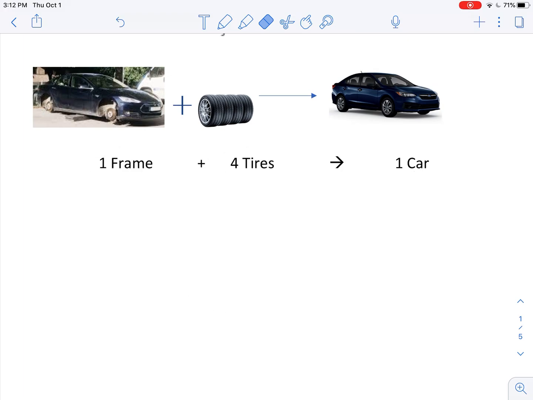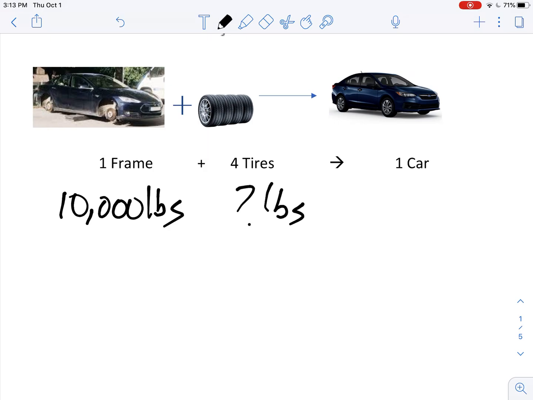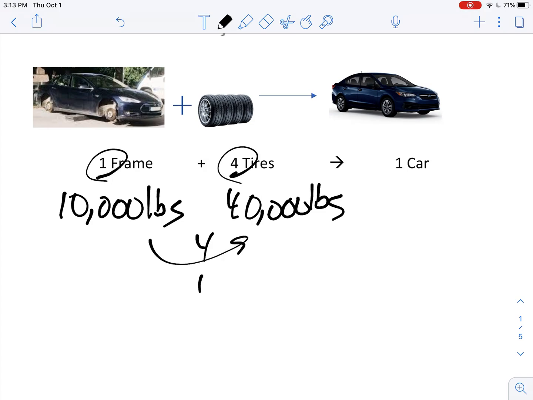Now, let me throw a curveball at you though. Let's just say, for the sake of argument, that I have 10,000 pounds of frames, okay? I've weighed them all out, and I have 10,000 pounds of frames. How many pounds of tires am I going to need in order to put on 10,000 pounds of frames? Now, your knee-jerk response was probably to say, I'm going to need 40,000 pounds there because it's a 1-to-4 ratio, and I'm going to go over here by 4-to-1. But think about that. Do you really need 40,000 pounds of tires to go on 10,000 pounds of frames?